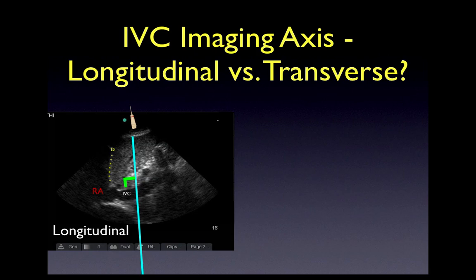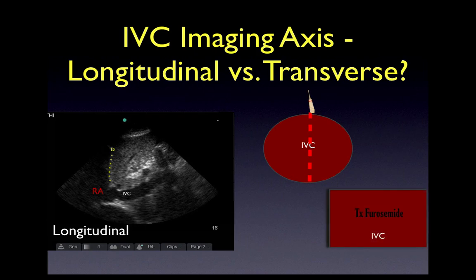Now we're going to go over the main pitfall of the longitudinal approach. So take a look at the right hand side of the screen now. This is a slice of the IVC, a transverse slice of it. And this is just a simulation of what happens when we perform a longitudinal approach. We can see in this case the transducer is placed almost perfectly in the center of this vessel, and it's going to yield an accurate assessment of the patient's volume.